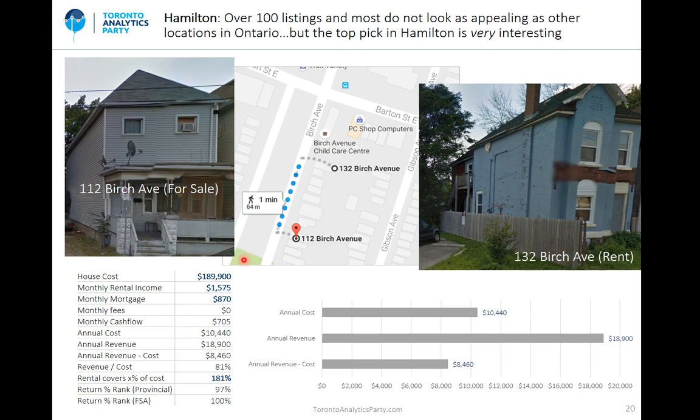The house cost here is $190,000, but the rental for this unit here is coming in at $1,575. So you have a very small mortgage at $870, and the rental is covering 181% of it. So very, very interesting there. Interesting opportunity for further evaluation.